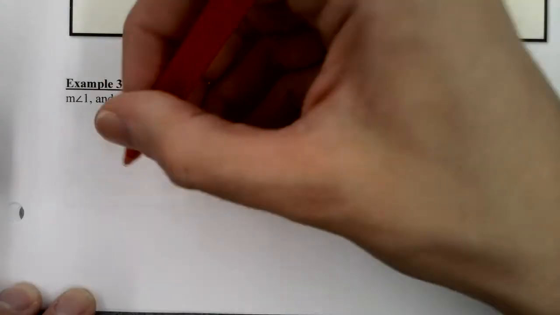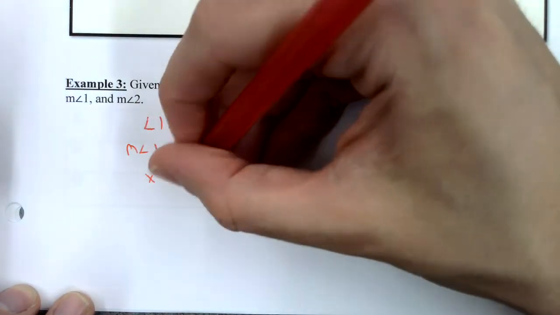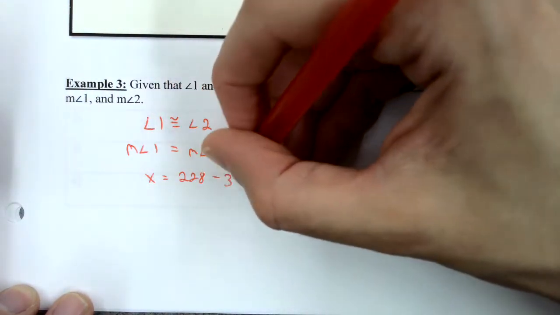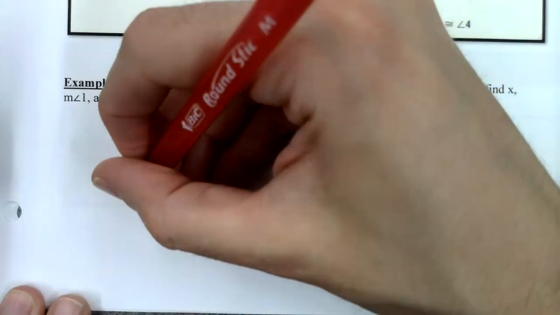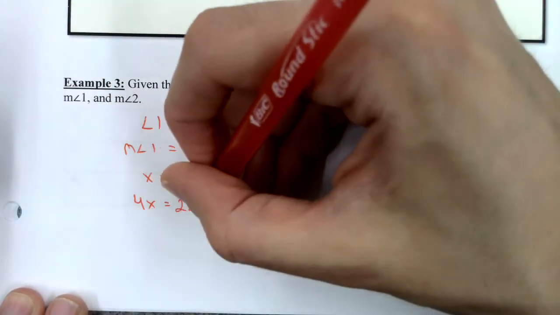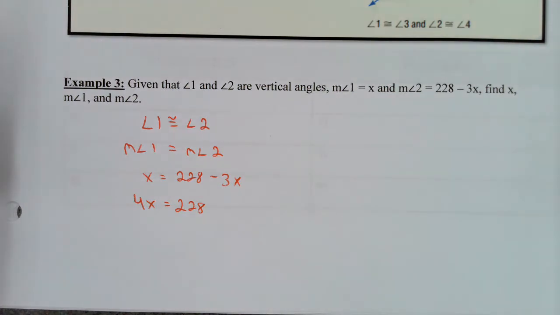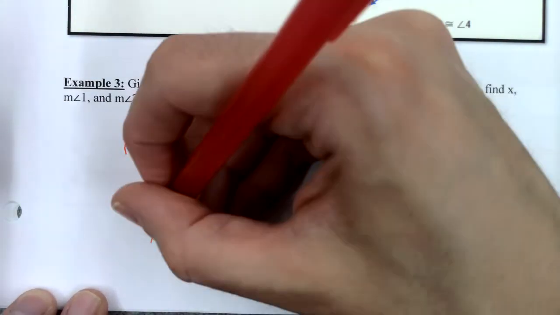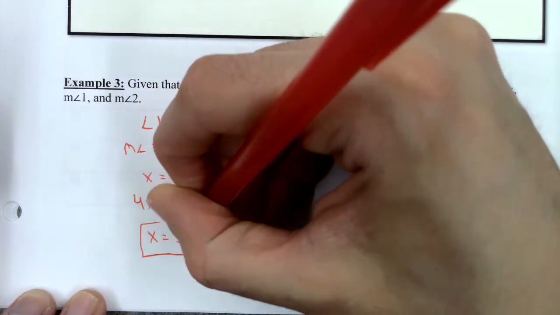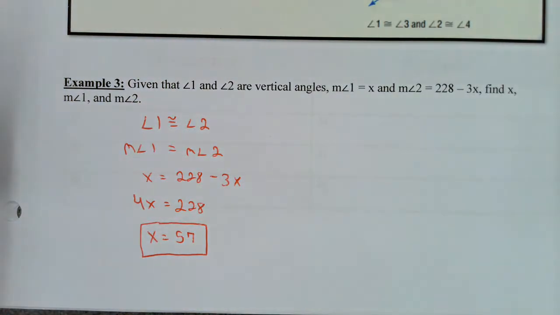X equals 228 minus 3x. Let's solve that for x. So we'll add 3x to each side to get 4x equals 228. And then you're going to divide by 4. And you're going to get x equals 57. Now we can get the two angle measures.